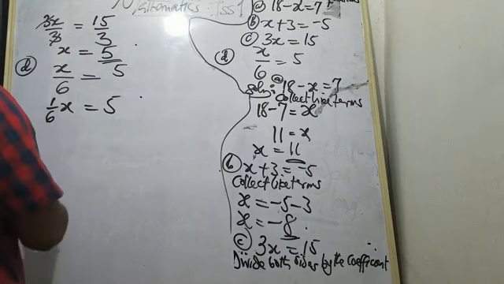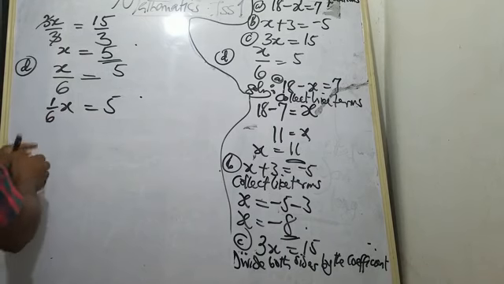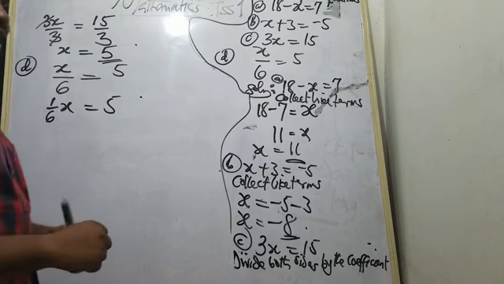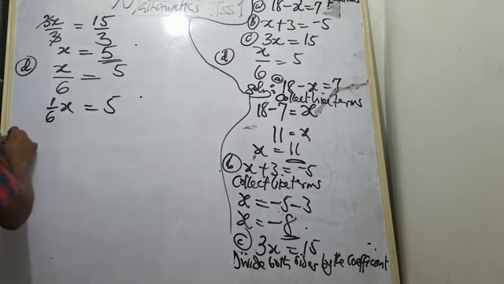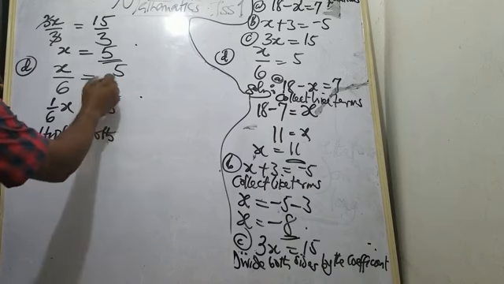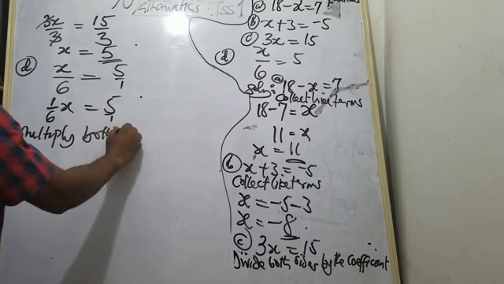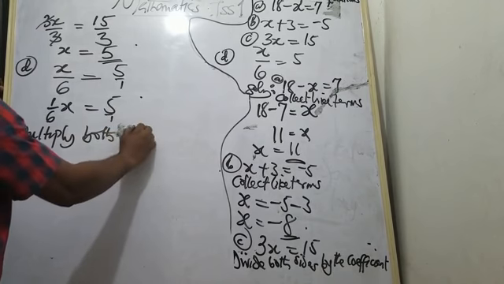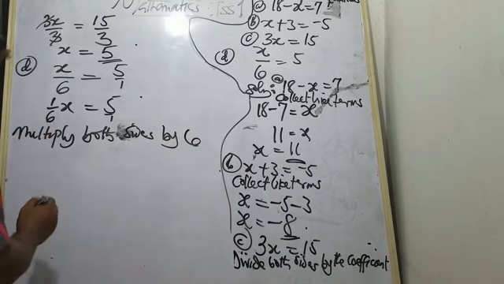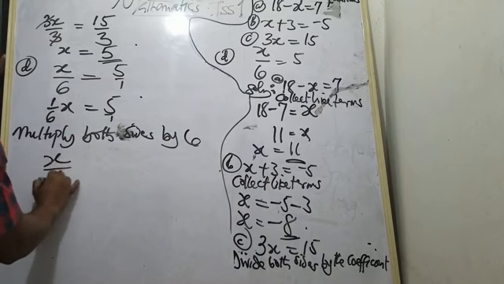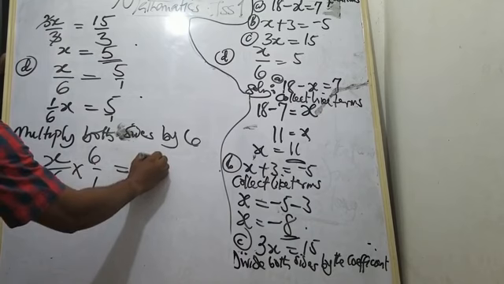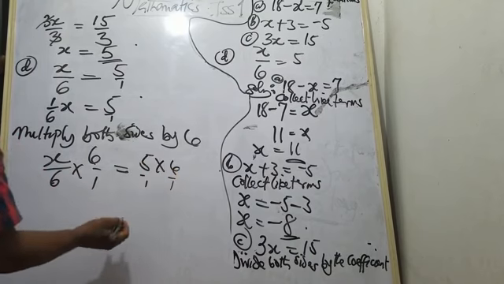But now, we want to multiply both sides by this denominator. What did I say? Multiply both sides by this. Now, you can see this one is over 1, this over 1, multiply both sides by 6, which is the denominator here. Now you have x over 6 multiplied by 6 is equal to 5 over 1 times 6 over 1. Okay? So what do we have?